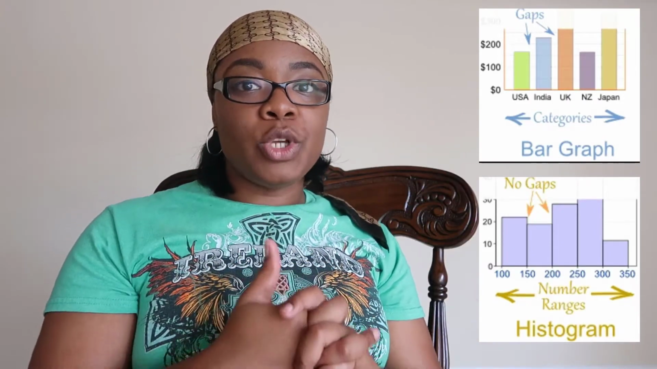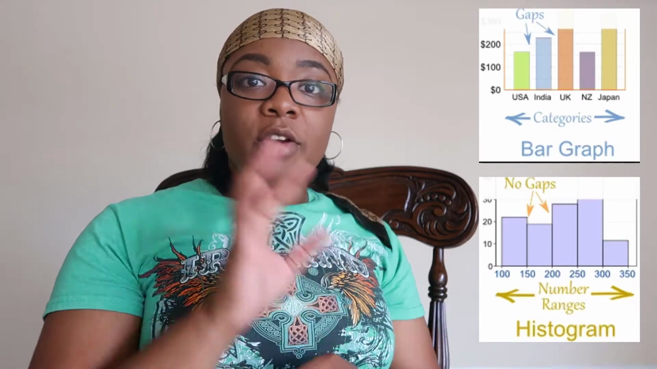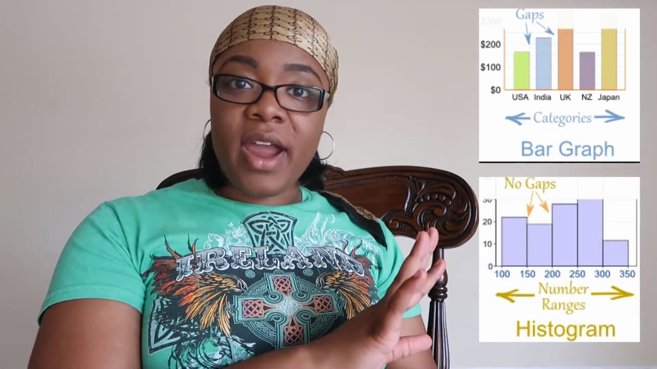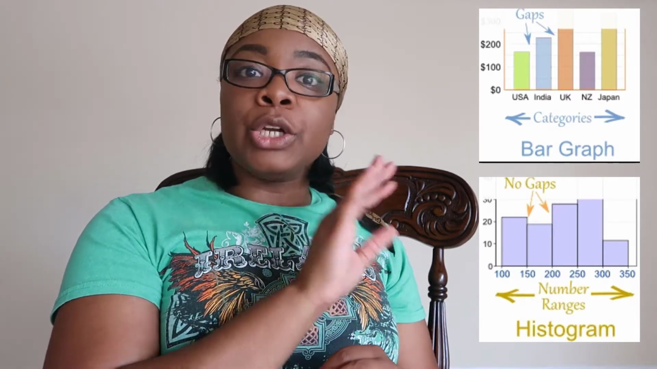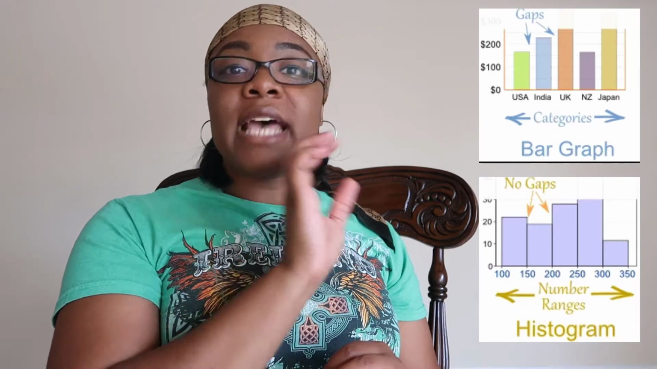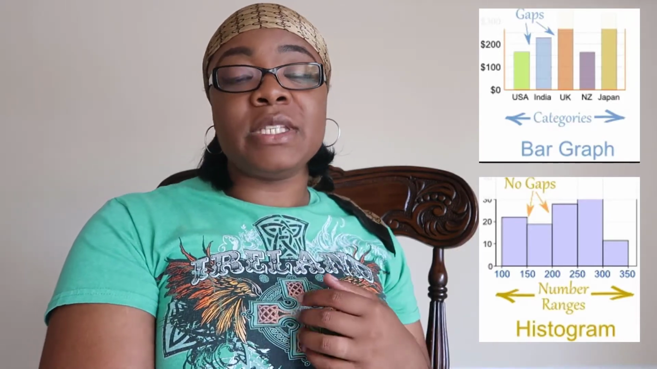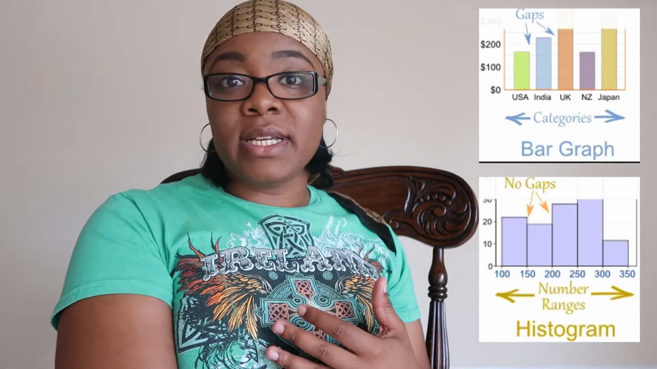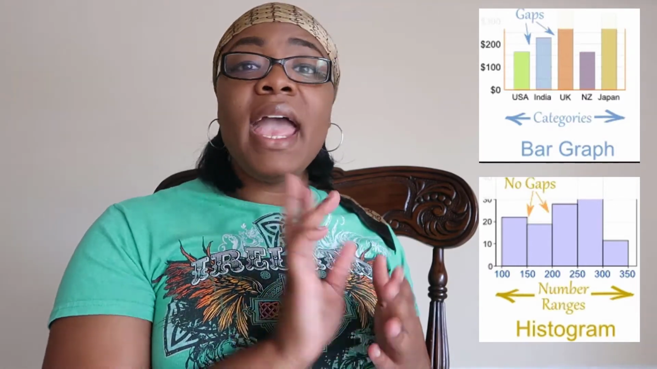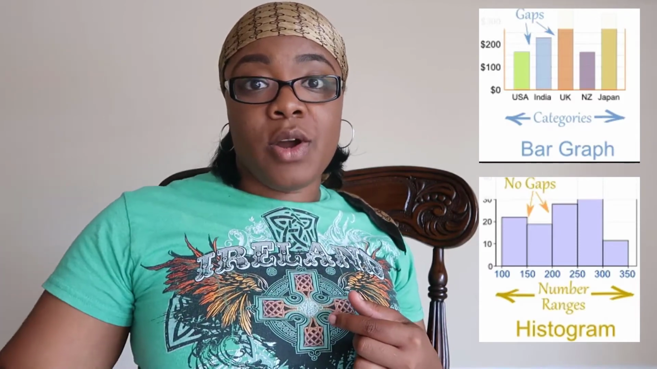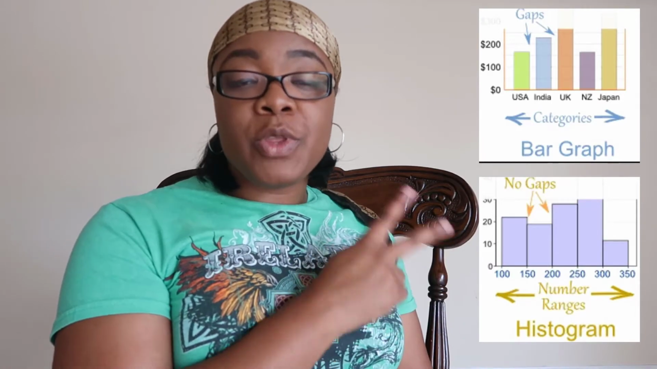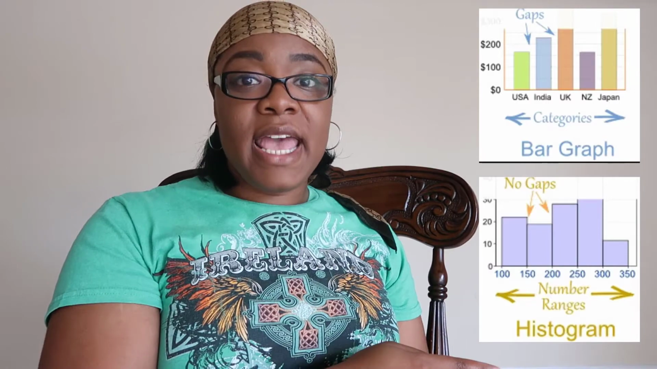The two main things that I want you to remember about bar graphs and histograms is that bar graphs typically display categorical data, you know, colors, flavors of ice cream, types of cars, while histograms typically only show numerical data. And the second difference is that bar graphs often have spaces in between the bars, while in histograms, the bars have to touch each other. So just remember those two differences between bar graphs and histograms.